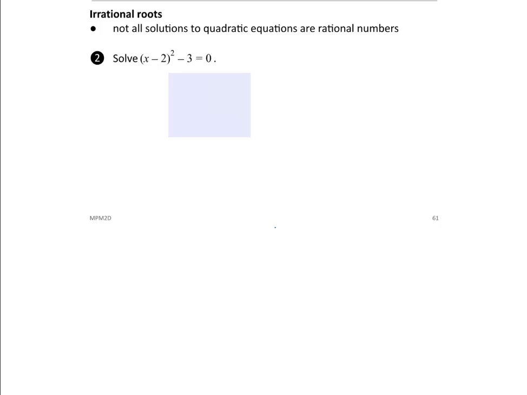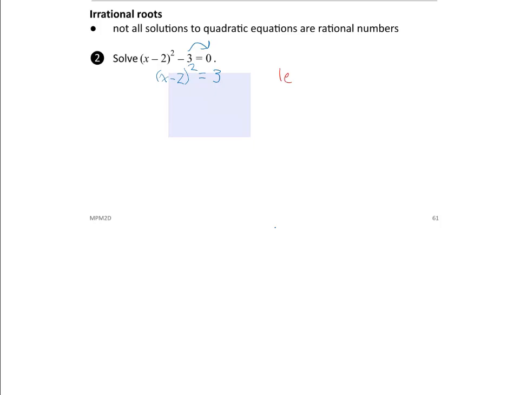Okay, so here we have solve x minus 2 squared minus 3 equals 0. Set it up the same way. We're going to move the 3 over. We have x minus 2 squared equals positive 3. Now here's where it's optional. I'm going to use a different color this time. If I was thinking ahead, I probably should have done that earlier. Let's use red, because red would be optional.